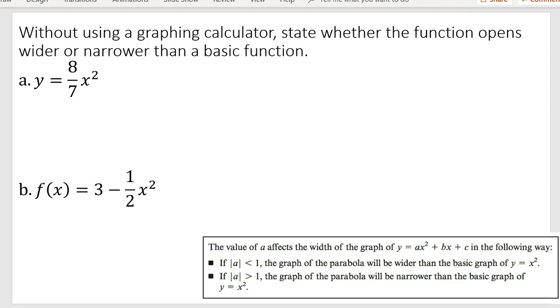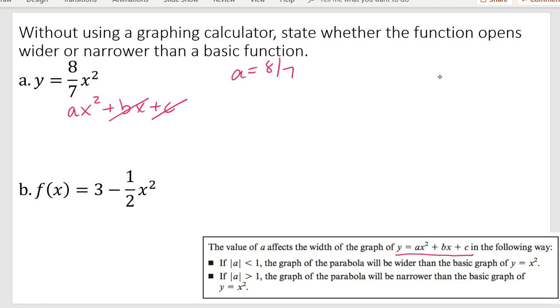Next problem asks to state whether the function opens wider or narrower than a basic function. And they don't want us to use a graphing calculator. So we know that if our problem is in standard form, then we can find a. So let's look at our first problem. We see in this problem that our b and our c are both 0. That's okay. Our a is 8/7. We need to look at our a.